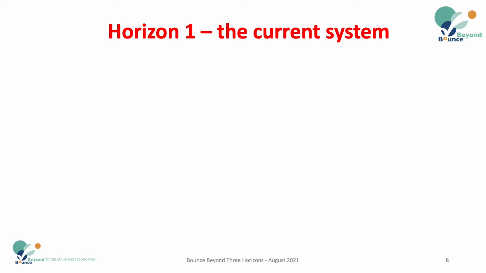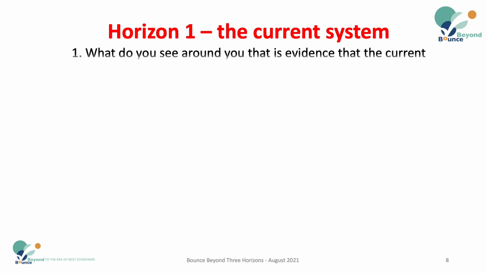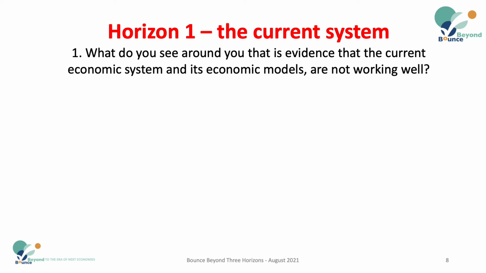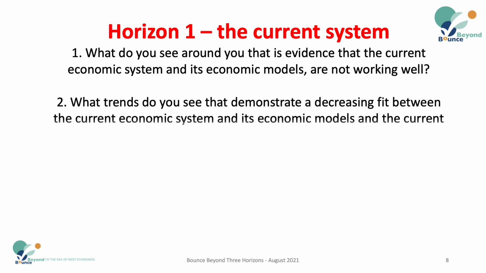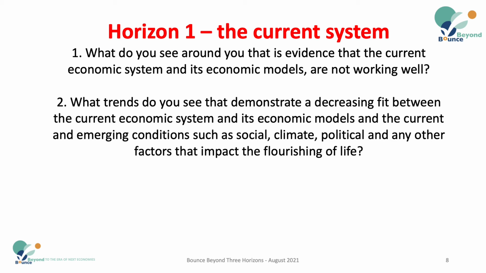And so to our first question about Horizon 1. Please answer all of our questions from your perspective or your area of interest, as long as it's relevant to next economies. Question 1. What do you see around you that is evidence that the current economic system and its economic models are not working well? Question 2. What trends do you see that demonstrate a decreasing fit between the current economic system and its economic models and the current and emerging conditions such as social, climate, political, and any other factors that impact the flourishing of life?